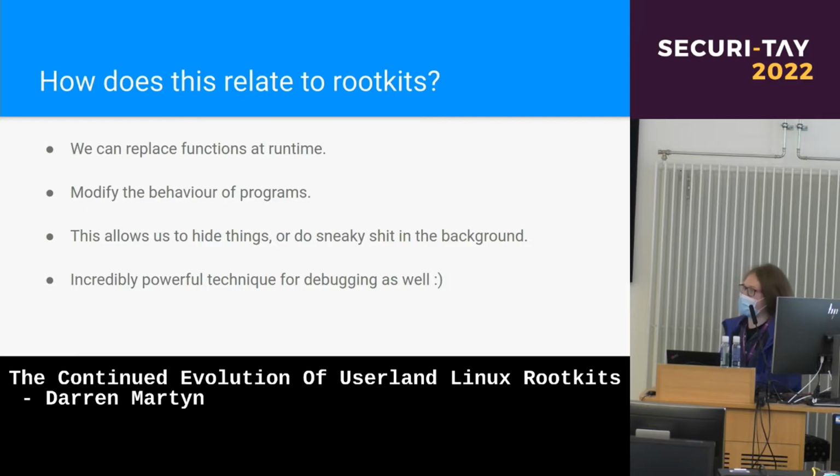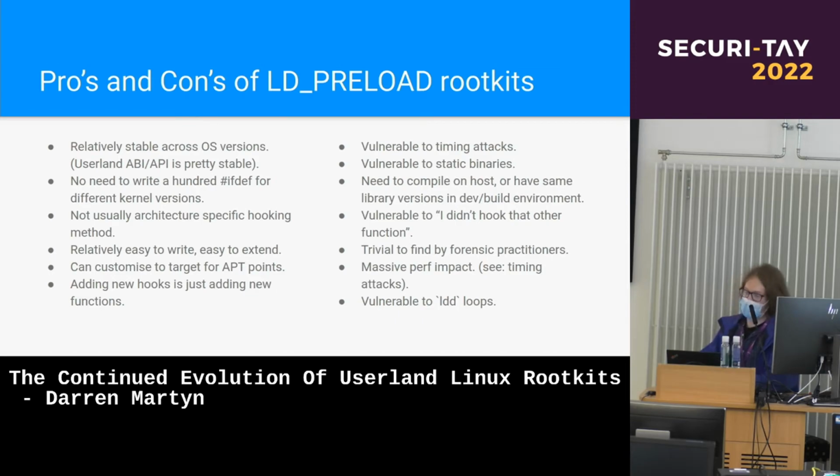It's a super powerful technique for debugging because you can patch out things without having to open up a binary in IDA and actually patch it. You can just replace the library call. These rootkits are actually really common, but everyone ignores them because they're not as sexy as kernel rootkits or whatever. So I thought I'd make a quick list of the pros and cons.